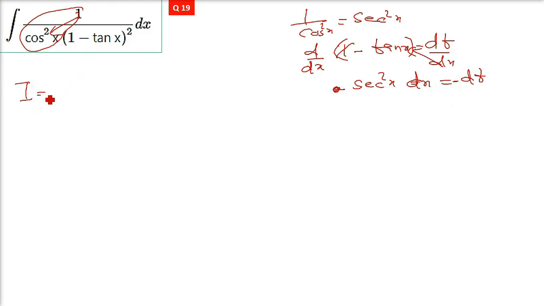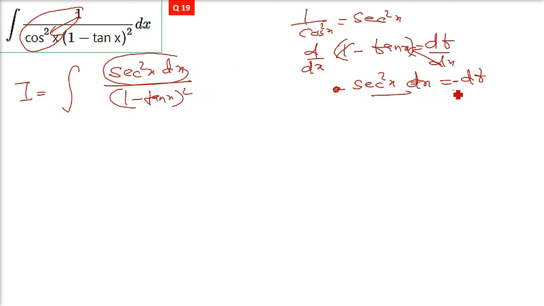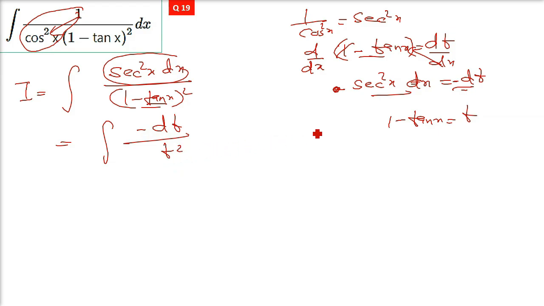So now we integrate this whole. The numerator will become what? I told you already, 1 by cos square x is equal to sec square x. So sec square x dx goes here. Sec square x dx is already being found out by us. The denominator remains as (1 minus tan x) square. This numerator we have already got from here. It's minus dt, negative dt. Just replace it like this. 1 minus tan x, we assumed it to be t, if you remember. So it is t square. So you just have to integrate 1 by x square kind of thing. Here x is replaced by t, but the integration remains the same.